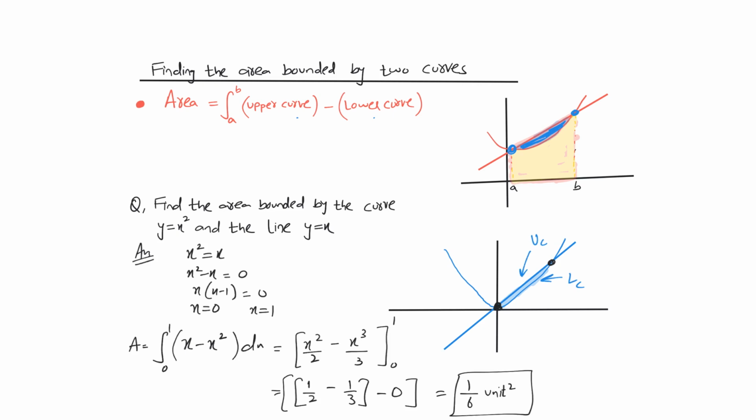You would have gotten the same answer if you had done this in two steps. First find the area bounded by the upper curve and the x-axis, and then find the area bounded by the lower curve and the x-axis, and then subtract them. So this would result also in the same area.